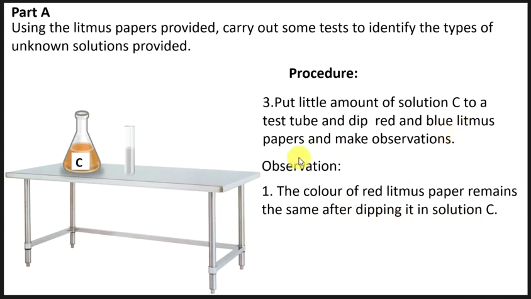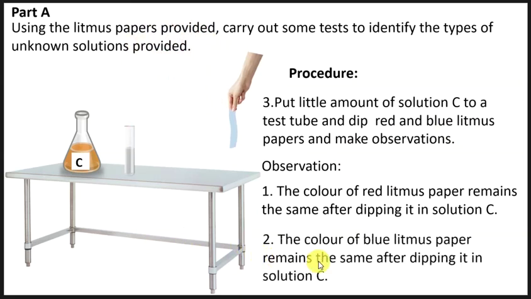Blue litmus paper. Okay, so get blue litmus paper and dip it there as well and also make observation. So we'll write observation 2, the color of blue litmus paper remains the same after dipping it in solution C. Yeah, it has remained the same after dipping it in solution C. Okay, so we write what we see.